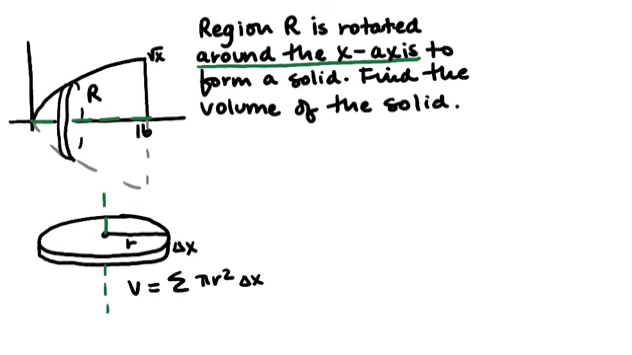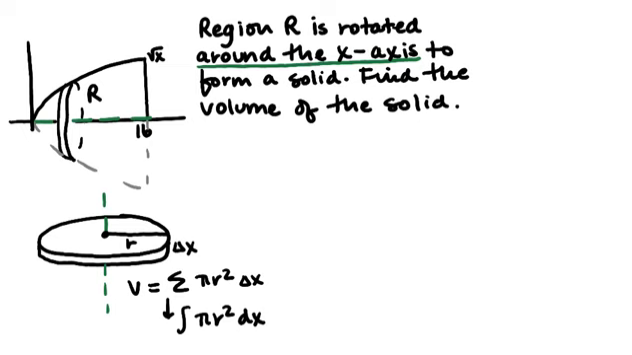As I said, the number of disks goes towards infinity, and the width of each disk goes towards 0. This will become the integral of pi r squared dx. Now when we revolve around a vertical axis, this will become pi r squared dy, because the thickness of each disk will be delta y. So we've got ourselves a technique for finding volume.